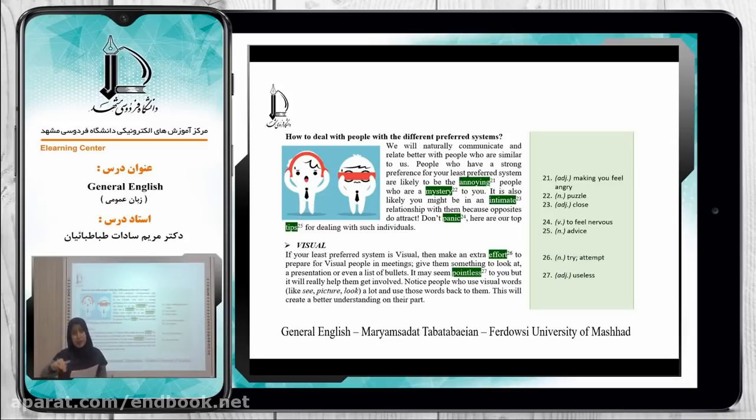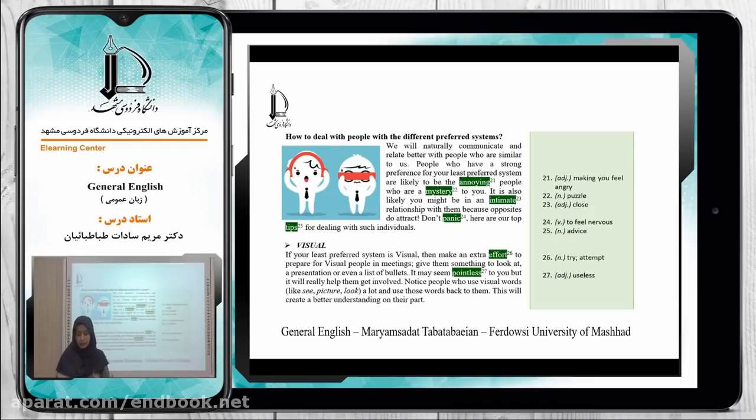Here are some tips for us to understand how to communicate with people who are different from us. What is the meaning of tip? Yes, small pieces of advice or information. The text gives us some advice on how to communicate with people who are different from us. Actually, the text gives us some advice on how to communicate with people with different preferences.